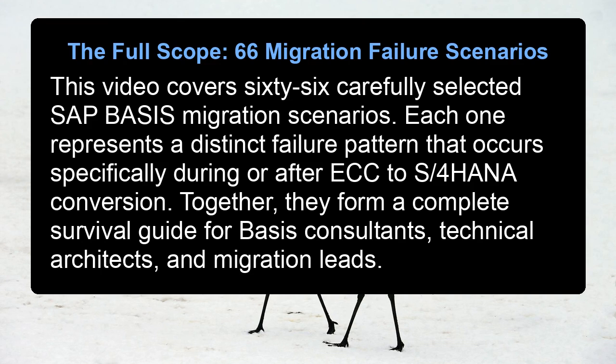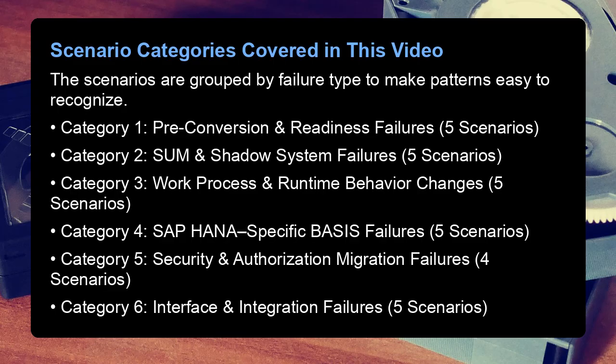The full scope, 66 migration failure scenarios. This video covers 66 carefully selected SAP Basis migration scenarios. Each one represents a distinct failure pattern that occurs specifically during or after ECC to S/4HANA conversion. Together, they form a complete survival guide for basis consultants, technical architects, and migration leads. Scenario categories covered in this video. The scenarios are grouped by failure type to make patterns easy to recognize.